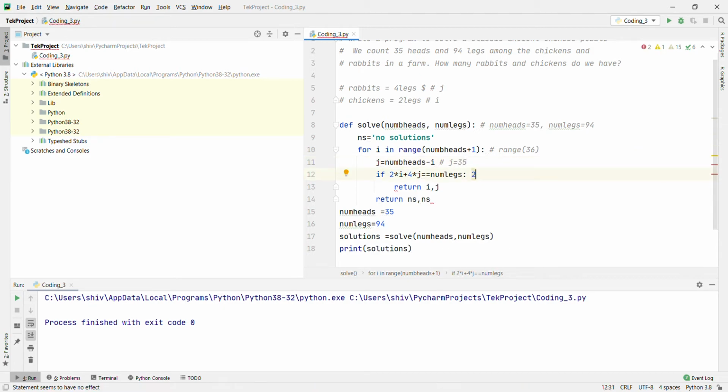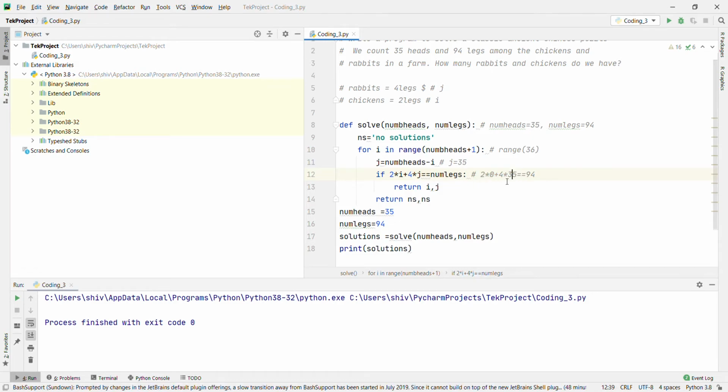Now we check the condition: 2 multiplied by i, where i is 0, plus 4 multiplied by j, where j is 35, equal to number of legs, which is 94. Then j becomes number of heads minus 1, and this condition is not satisfied.